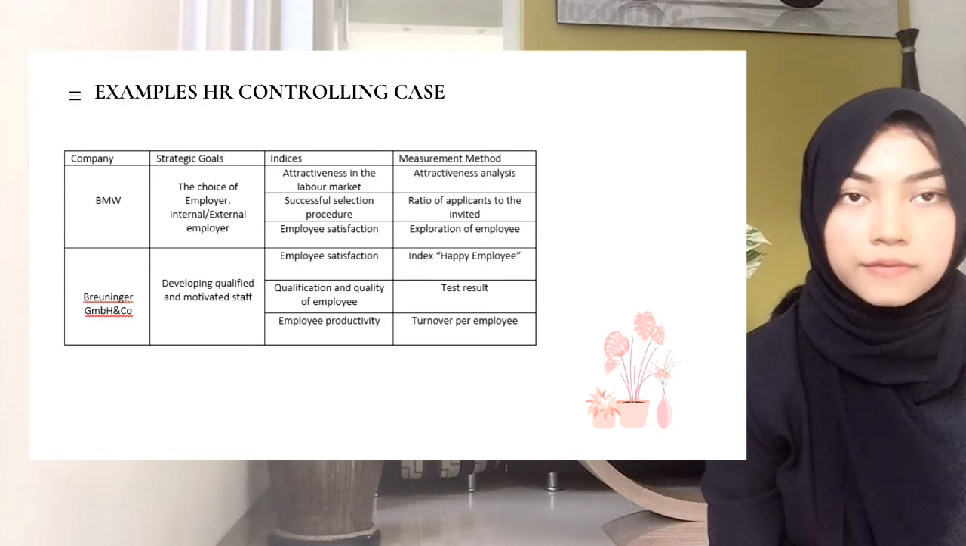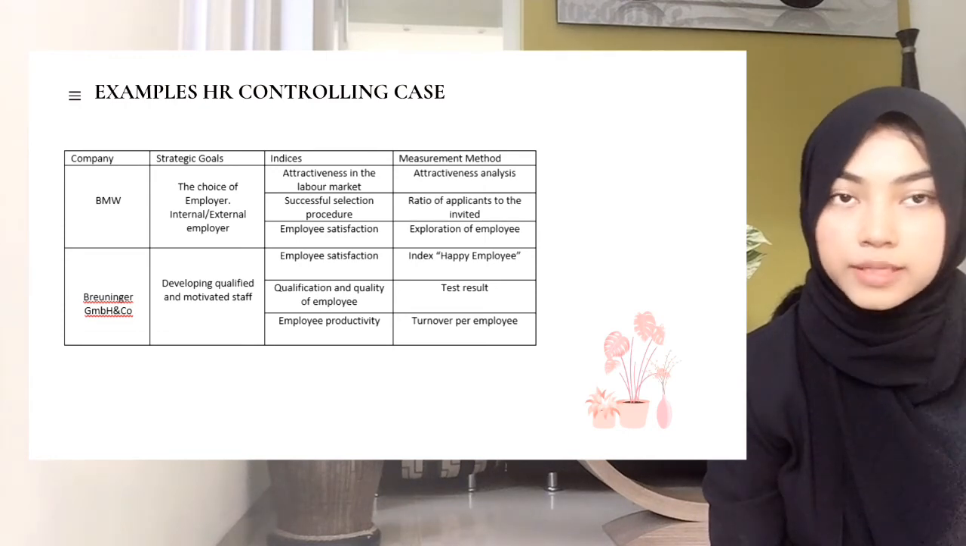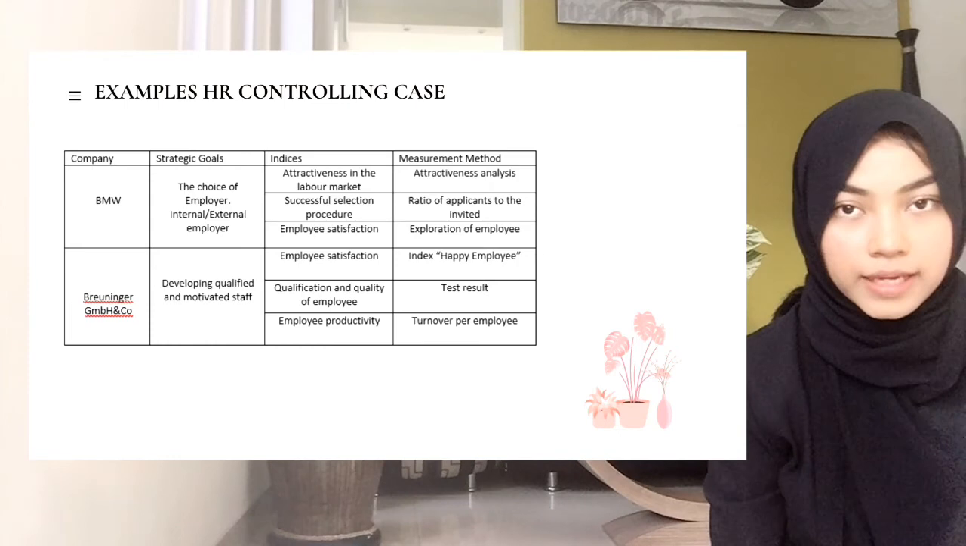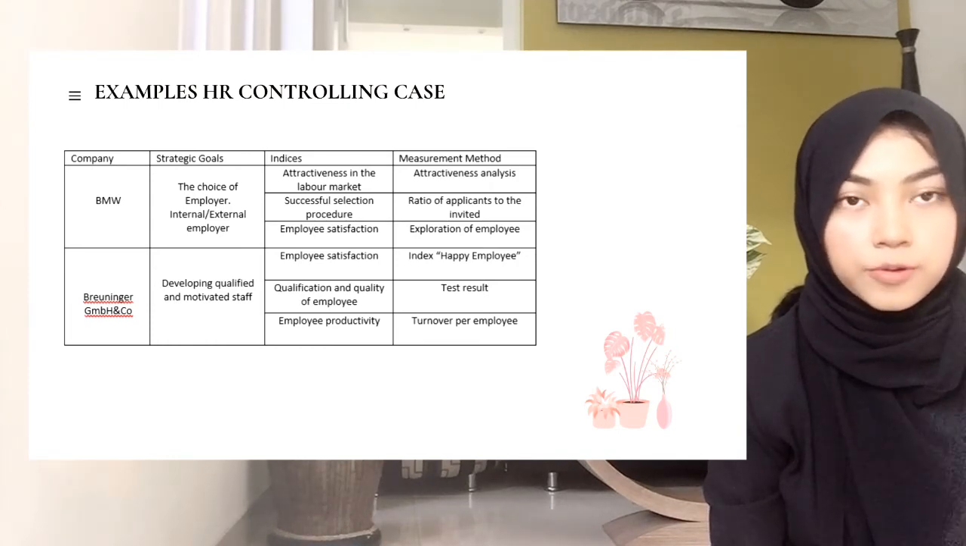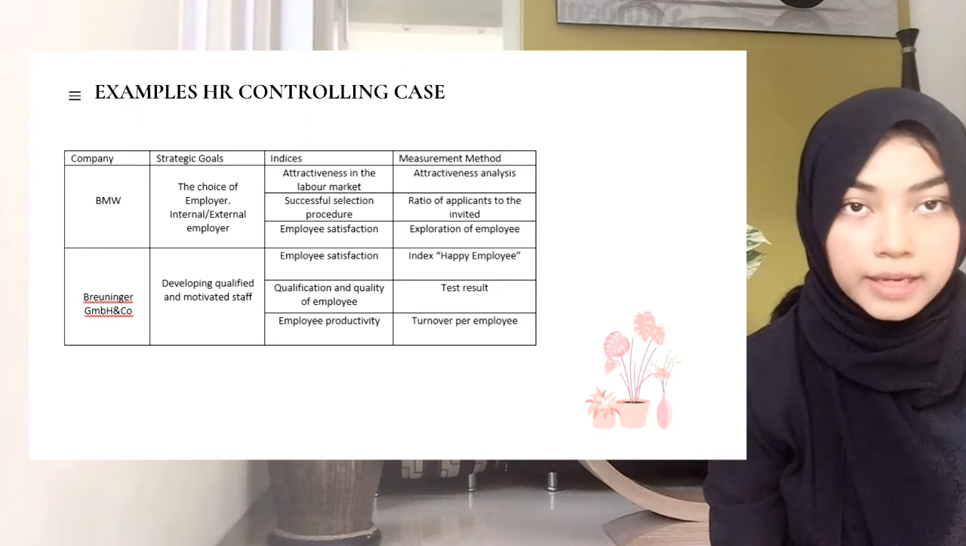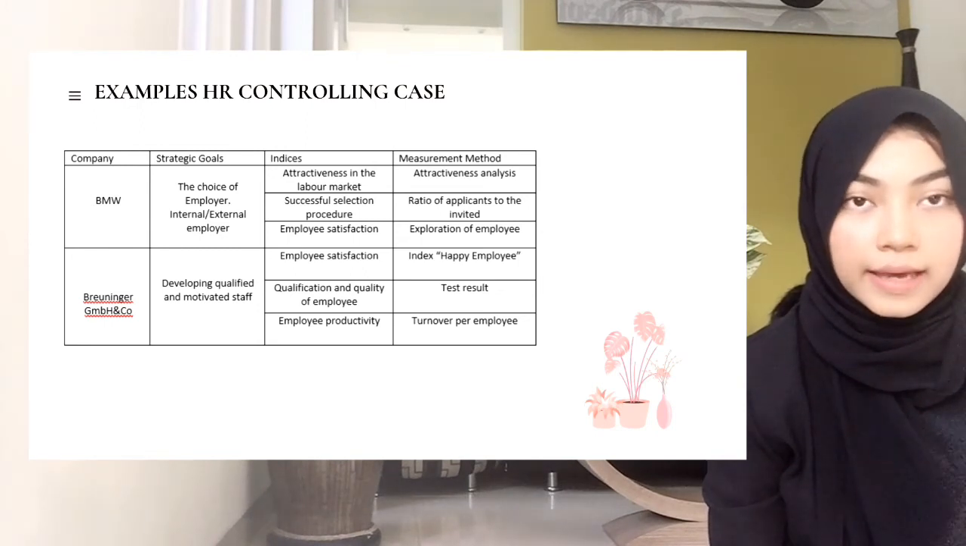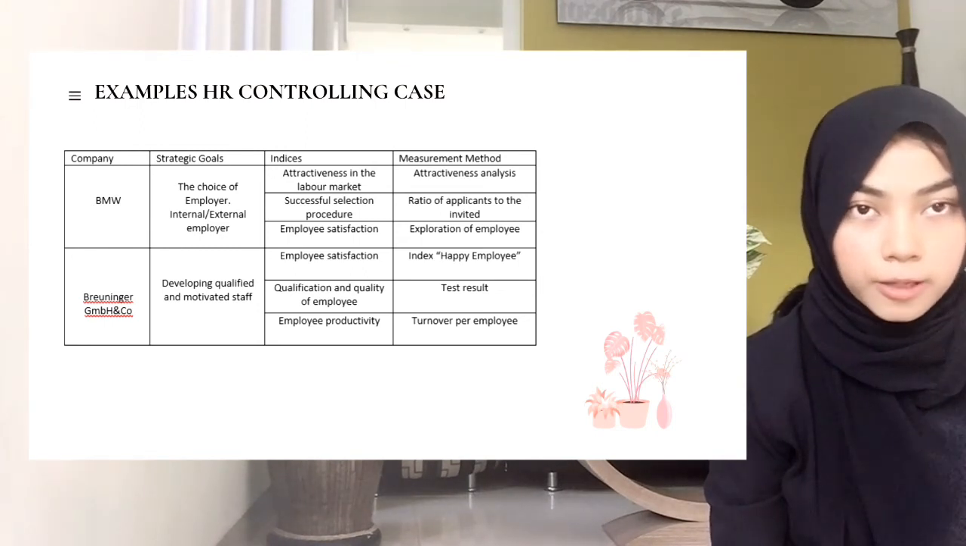The index of the company is employee satisfaction, qualification and quality of employee, and employee productivity. The measurement method of the company is index of happy employee, test result, and turnover per employee.